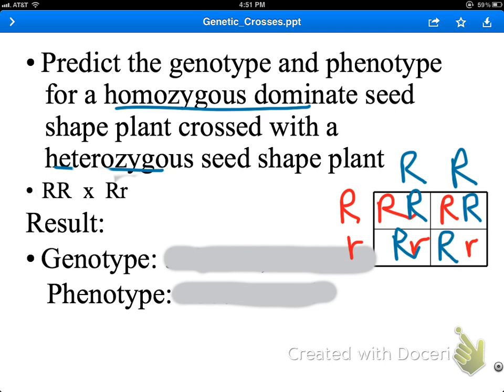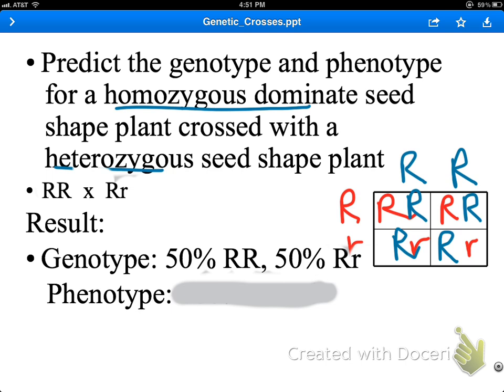So if you look at the genotypes, 50% of them are capital R, capital R, you can see them in the top boxes, and 50% of our offspring are capital R, lowercase r, which you can see in the bottom. And the phenotype, which means what will it look like, what shape would these plants be? Would they be round or would they be wrinkled? 100% of them would be round because there is a capital letter in each one of these genotypes.